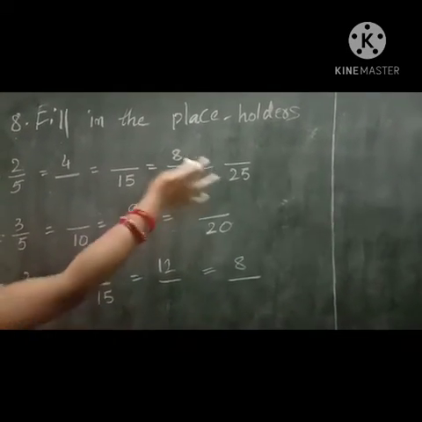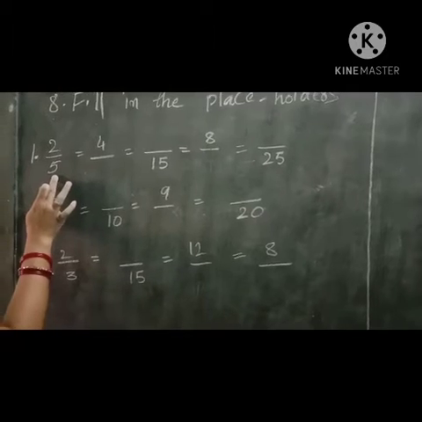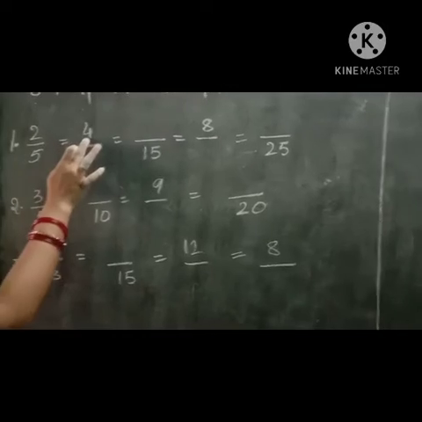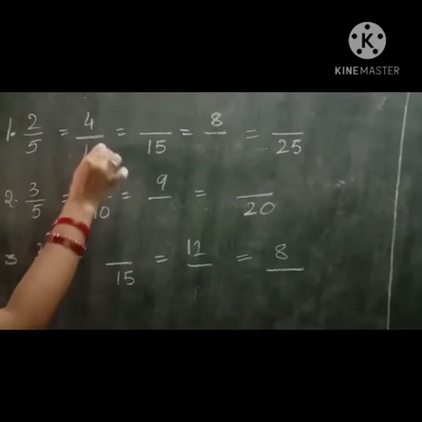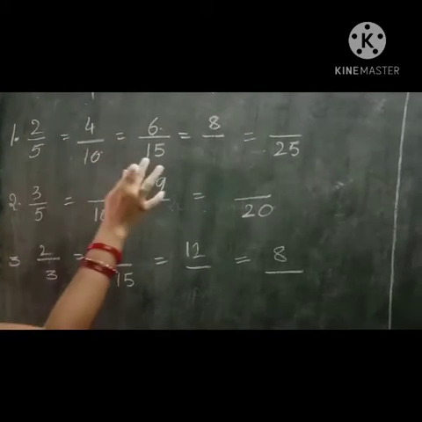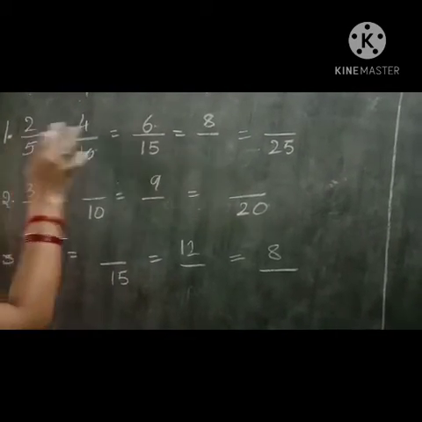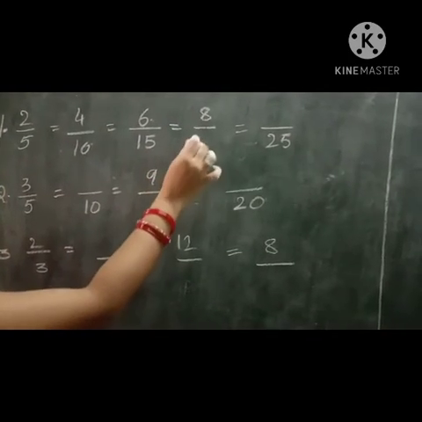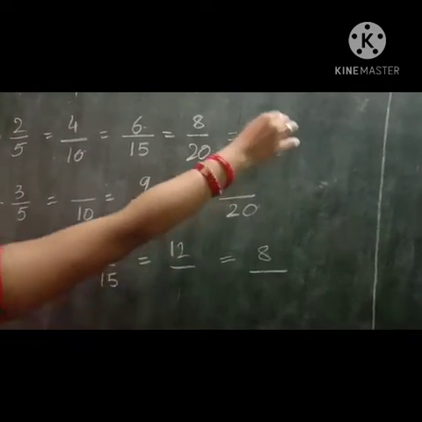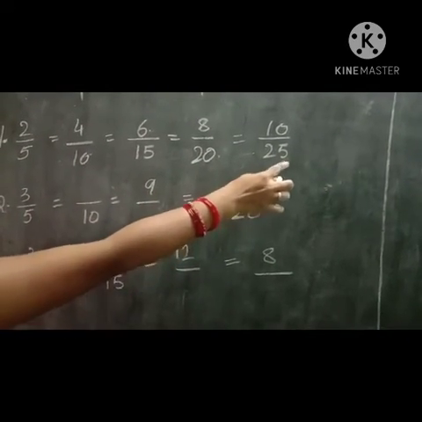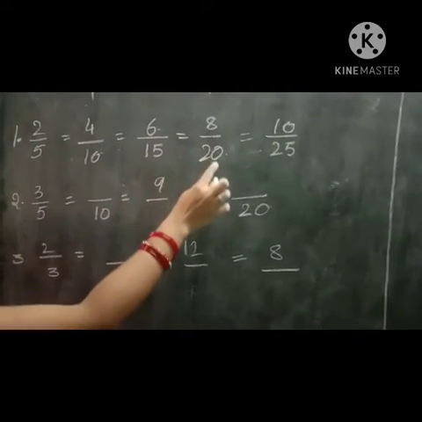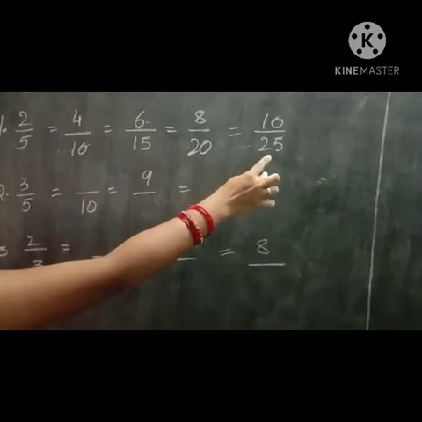Children, 8th one, fill in the blanks. Here we have to fill the numbers. See here 2 by 5. What I told is, yes, we have to write the table now. See, 2 2s are 4, 5 2s are 10. 2 3s are 6, 5 3s are 15. Next, 2 4s are 8, 5 4s are 20. Next, 2 5s are 10, 5 5s are 25. 4 by 10 equals 6 by 15 equals 8 by 20 equals 10 by 25.